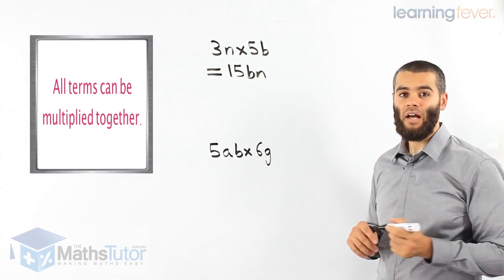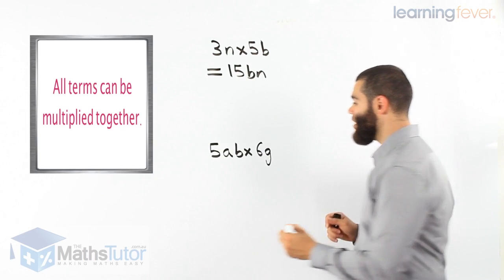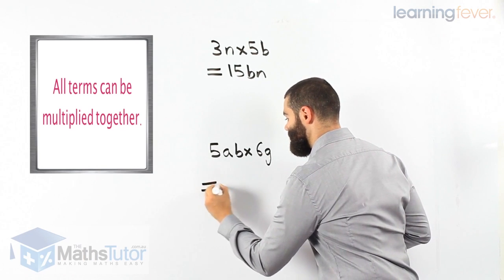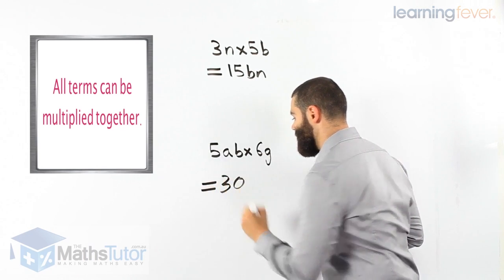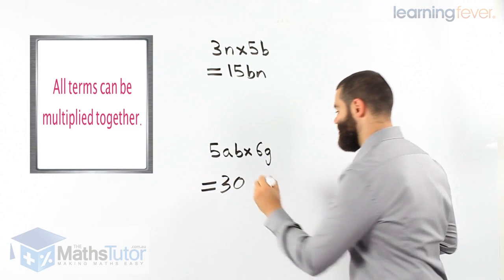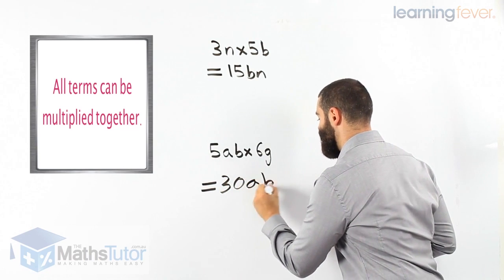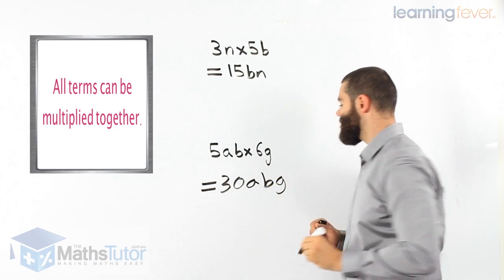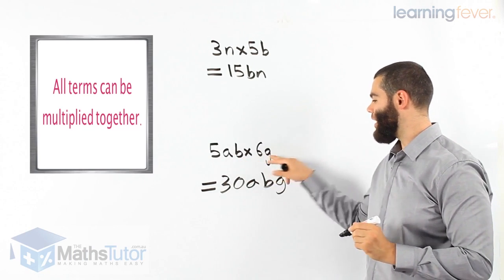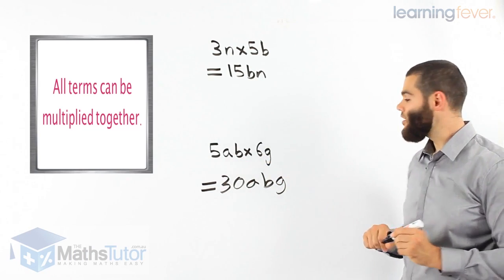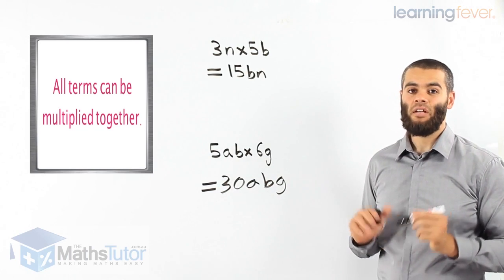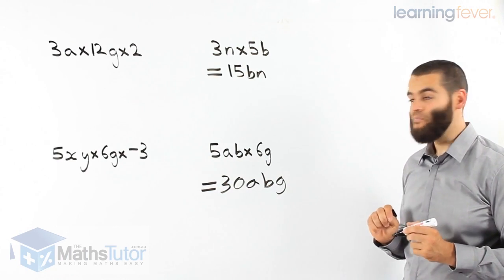Here, 5ab times 6g. Again, we just multiply the numbers. 5 times 6, 30. And we don't forget a, b, g are our pronumerals, a, b, and g. So 5 times 6, 30, a, b, g. Now, let's do another two more.